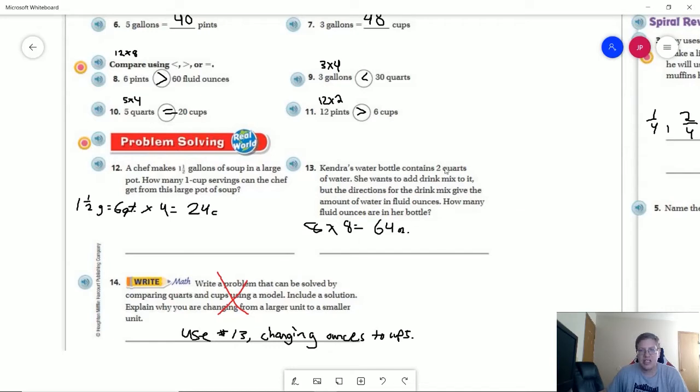Number 13, 2 quarts of water. So if we were to change that into cups, we would get 8 cups times 8 ounces in a cup to get 64 ounces. We will use this exact same thing on number 1 on the back.